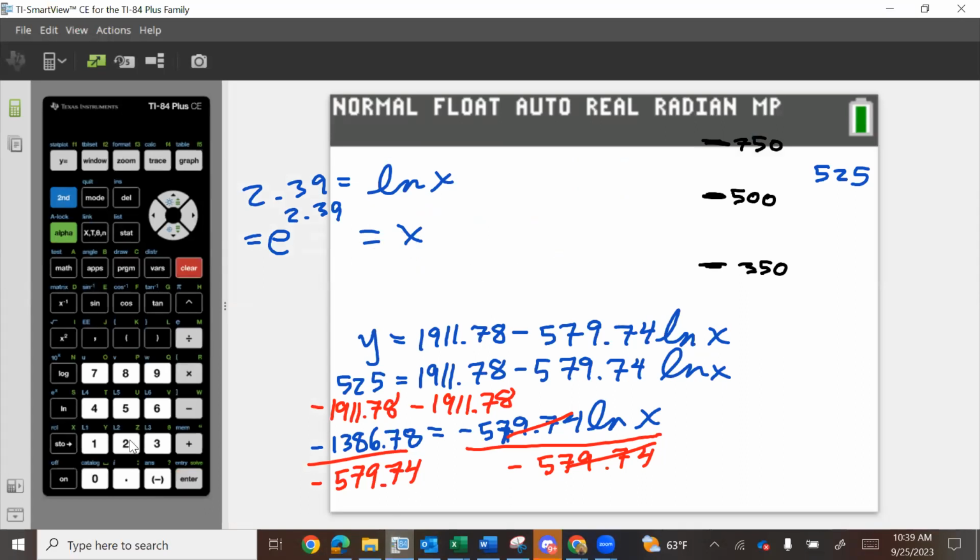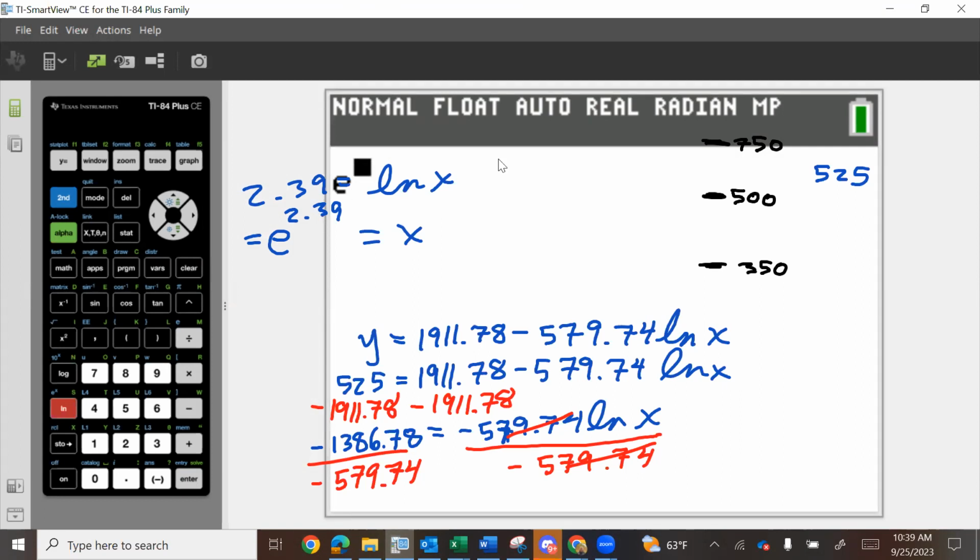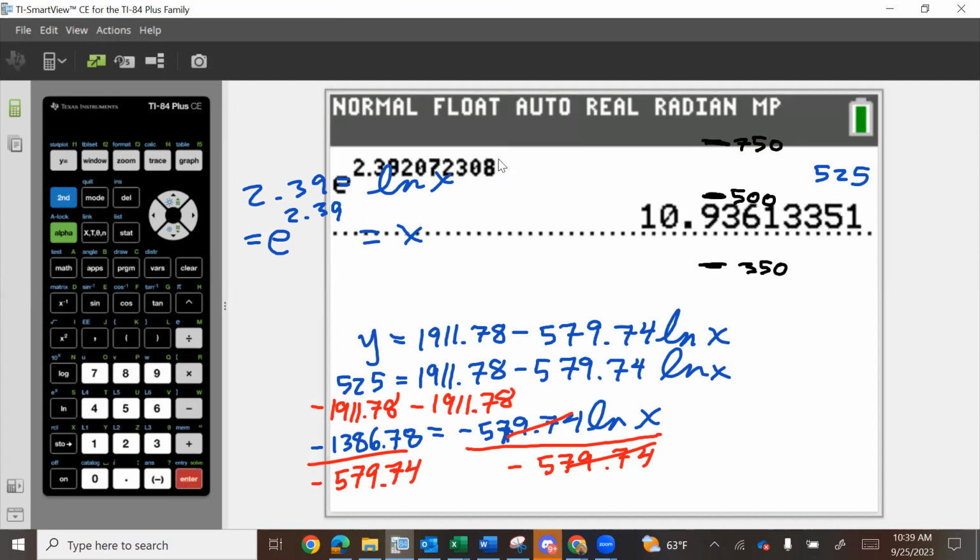So notice right above the ln key, it says e to the power of x, e to any power you want. So you can press the blue key, and that gives you e to a power. And then you just type in whatever power you want. And that was the 2.39. I'm going to type in the entire number, just to be more accurate. So it gives me that.